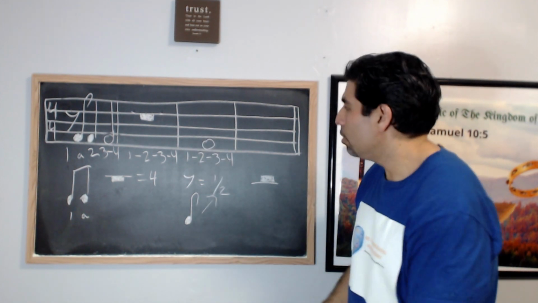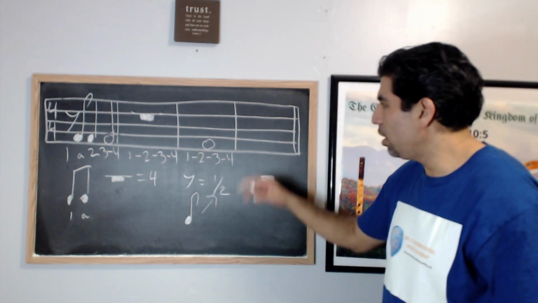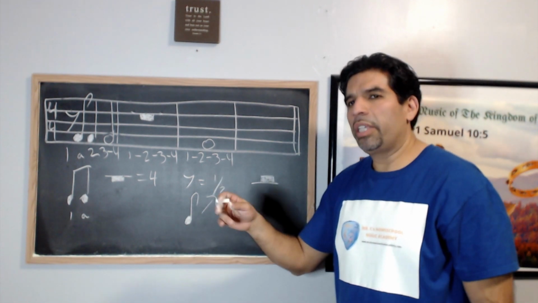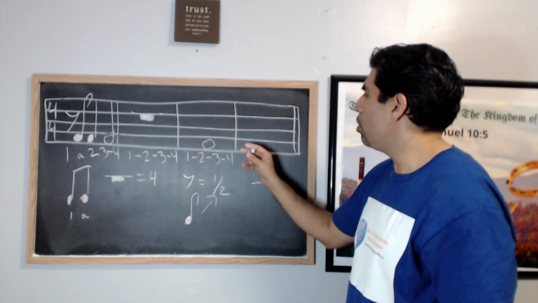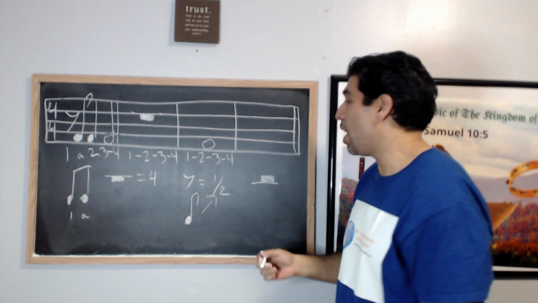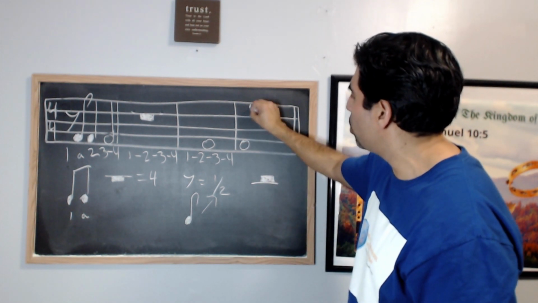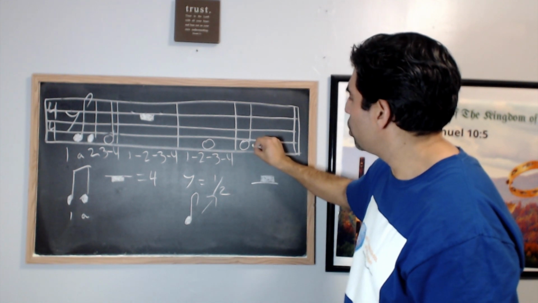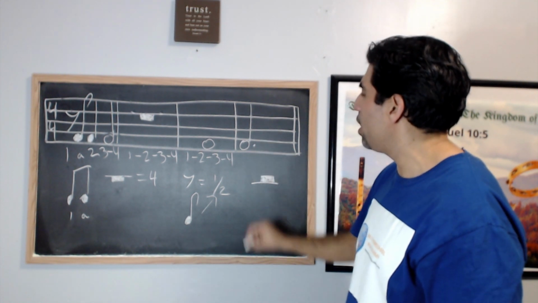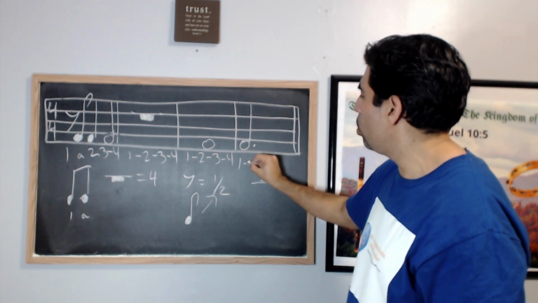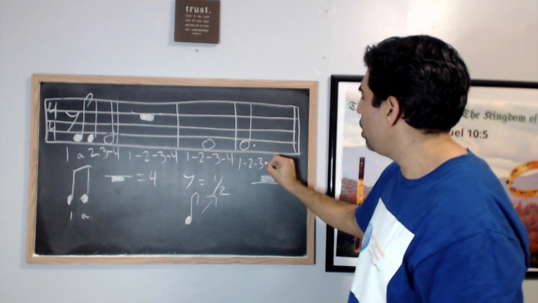Okay? Now let's add in our dotted half note. Let's go with the dotted half note in the last measure. That's 3 beats of sound, of course. All right? Make sure you add that dot, half note with a dot. And then you add the count. 1, hold 2, hold 3, hold 4.